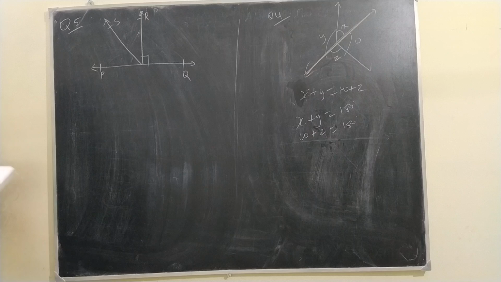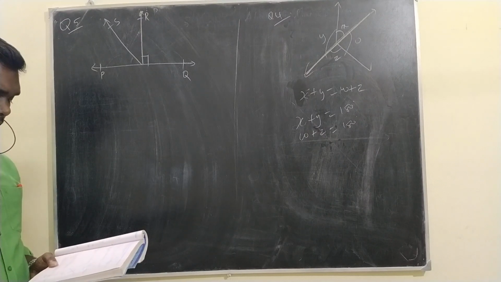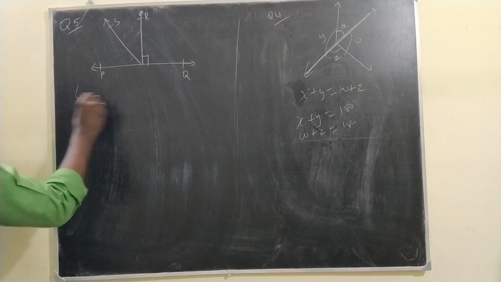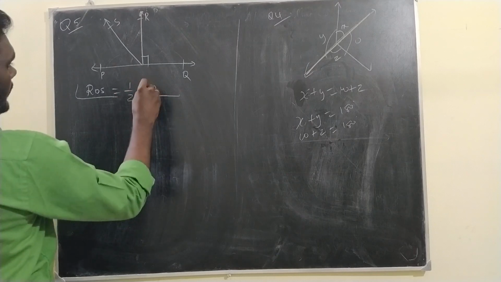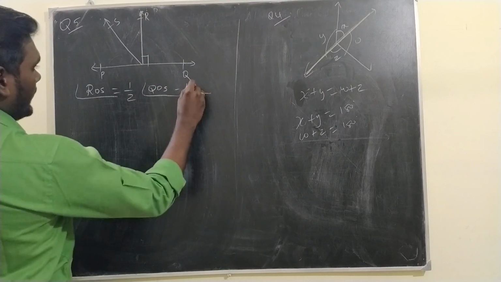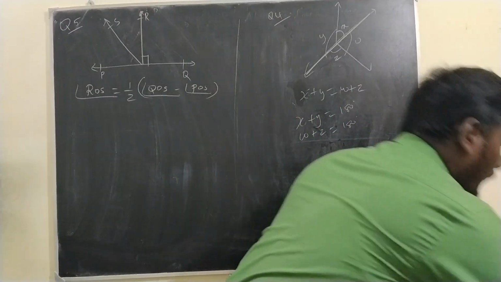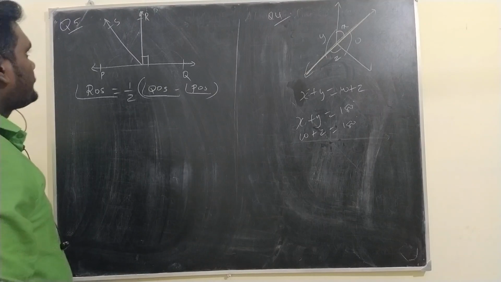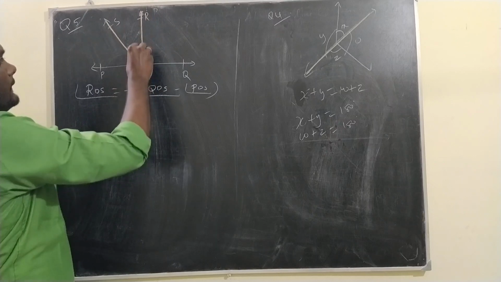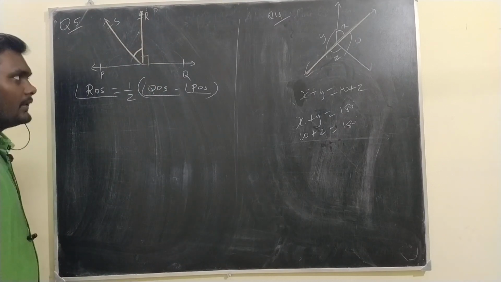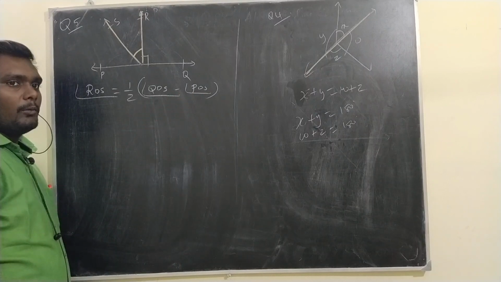See in the figure, POQ is a line, ray OR is perpendicular to the line PQ, OS is another ray lying on it. So angle ROS equals half of angle QOS minus angle POS, that we have to prove. So where is this angle ROS first of all? Here it is. So we have to try representing both QOS and POS in terms of ROS.